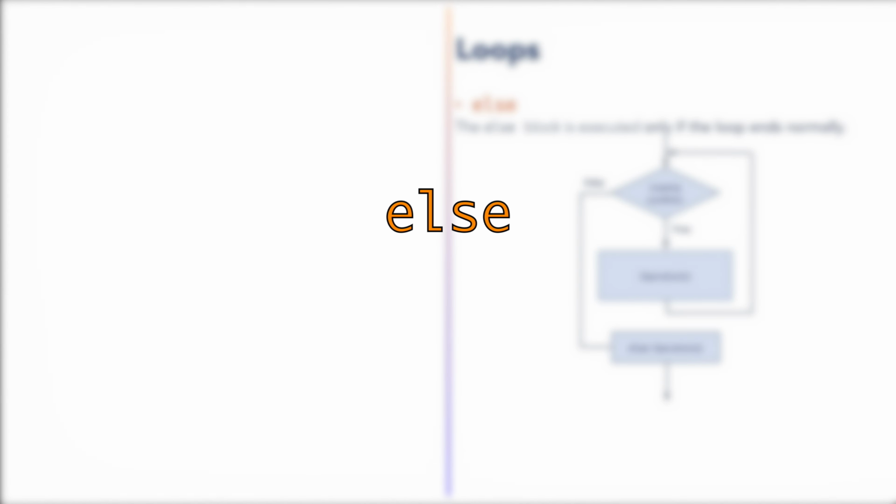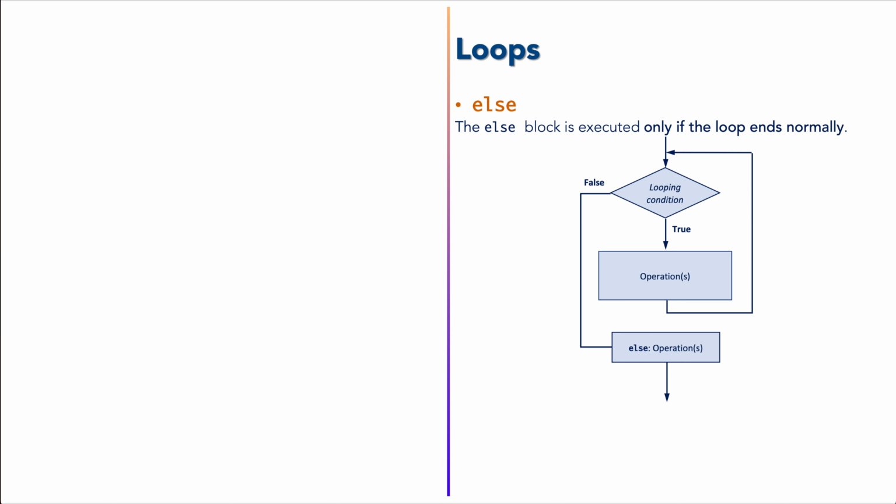Else statement can also be added to the Python loop. It is added to the end of the for loop or a while loop in exactly similar way as in the if structure, as we saw in the last chapter of conditions. The operations added to the else block are executed only if the loop ends normally. As you see here, if the looping condition is false, the control flow goes directly to else operations and then goes to the next statements after the loop.